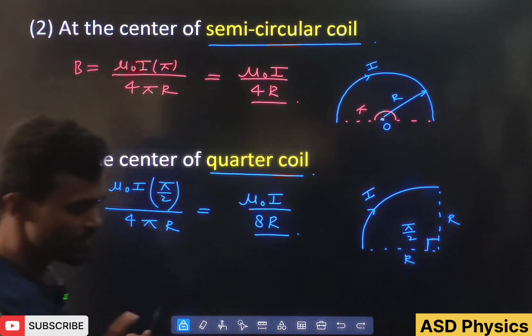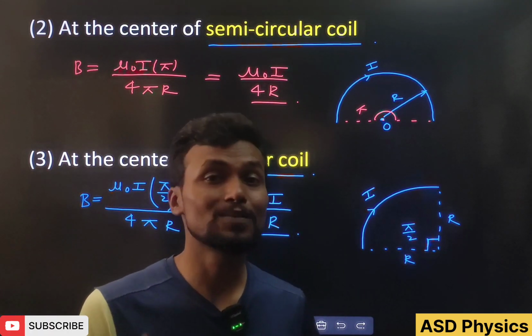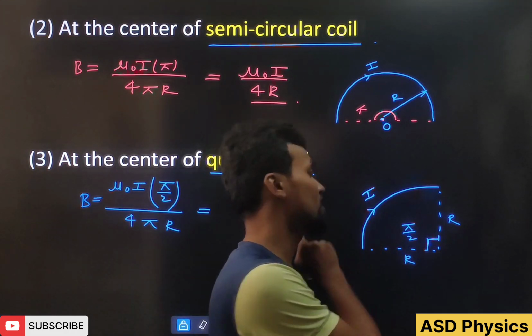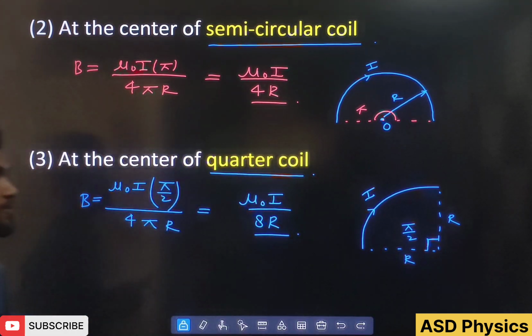So what we have seen: due to a circular coil, mu naught I by 2r. Due to a semicircular coil, mu naught I by 4r. And due to a quarter coil, how much here? Mu naught I by 8r. Okay, remember that.